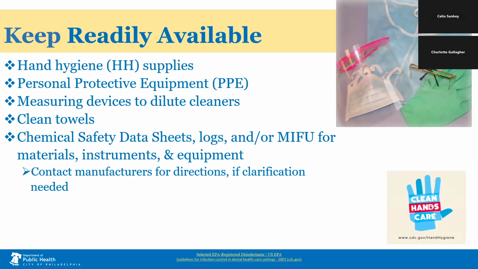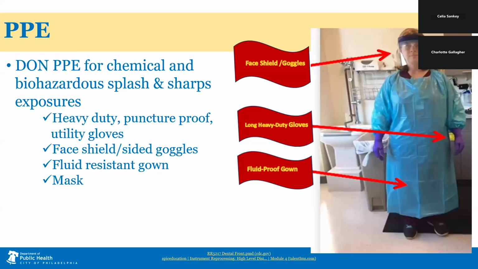Certain items should be kept readily available in the area, like the hand hygiene supplies, required PPE, measuring cups for chemical dilution, and clean low-lint towels. Product and equipment manufacturers' instructions with their maintenance logs should be kept handy too. At the entry to the decontamination area, clean utility gloves, face shields or goggles with sides, masks, and fluid-resistant gowns are required to prevent splashes or puncture injuries during cleaning processes.